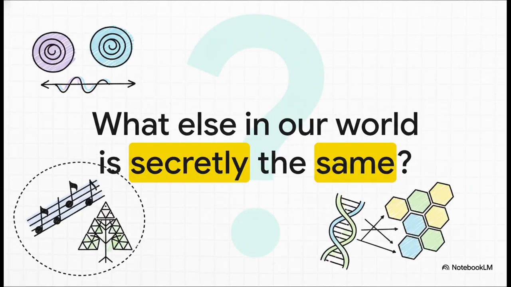And that just leaves you with a really fascinating thought, doesn't it? If something as abstract as a mathematical group can have a secret identical twin hiding in plain sight, what else out there in our world, from the patterns in nature to the chord structures in music, is secretly just an isomorphism of something else? What else is just a different costume for the same fundamental idea?